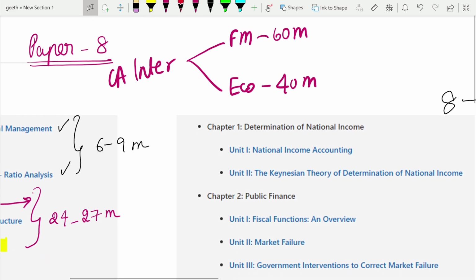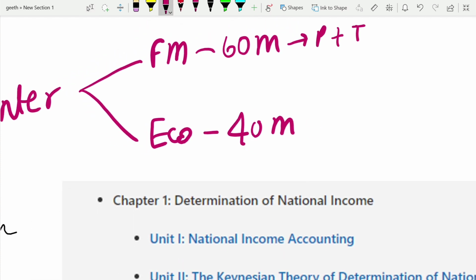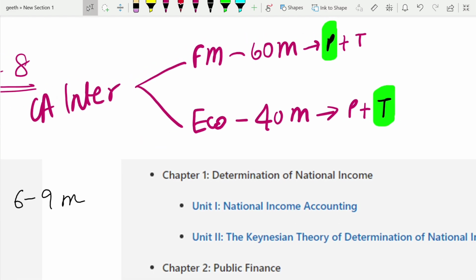In both, it is not like FM is only a practical subject or economics is only a theory subject. In the exam, in the FM paper you can get both practical and theory. As well, in your economics paper also you can get both practical and theory. But in the financial management paper, your practical part will be more, whereas in your economics paper the theory part will be more. But in exams for both parts, practical plus theory, both kinds of questions will be asked. So this is the classification of the paper.